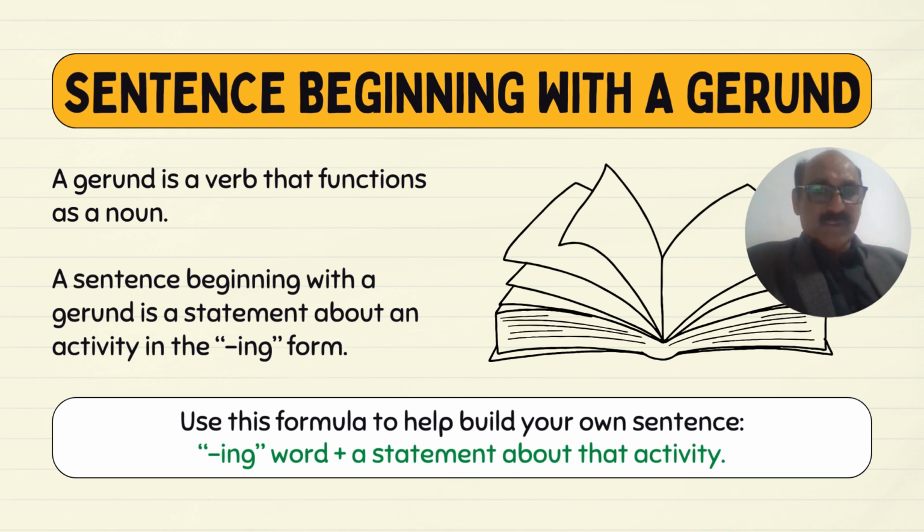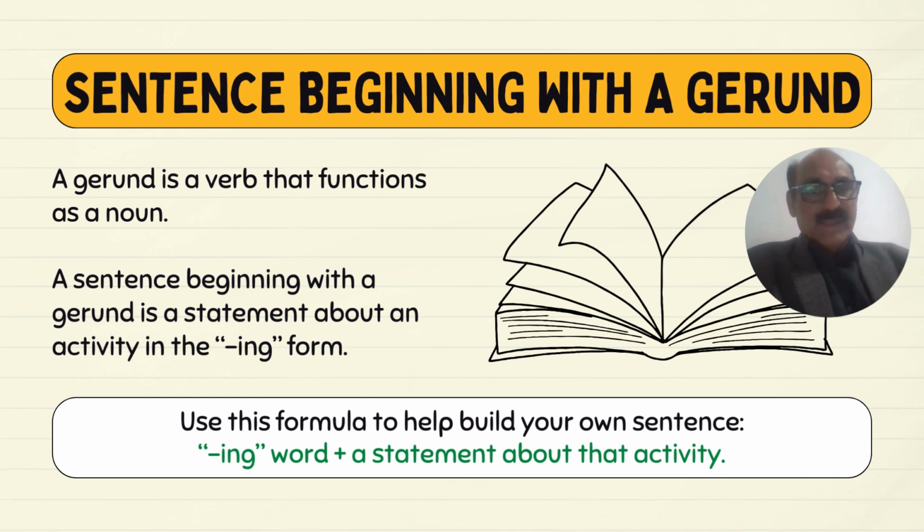The next important structure that is used in English writing is beginning a sentence with a gerund. First of all, what is a gerund? A gerund is a verb that functions as a noun and it usually ends in "ing." So, how will you write a sentence beginning with a gerund? A sentence beginning with a gerund is a statement about an activity in the "ing" form. You can use this formula: gerund plus statement about that activity.